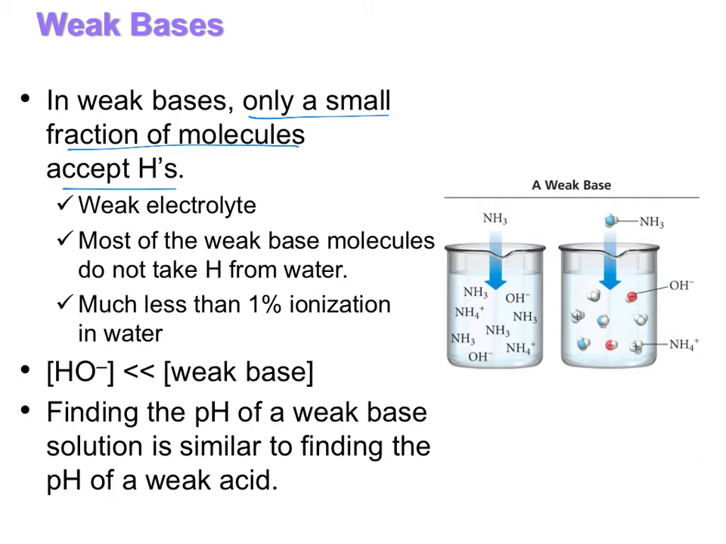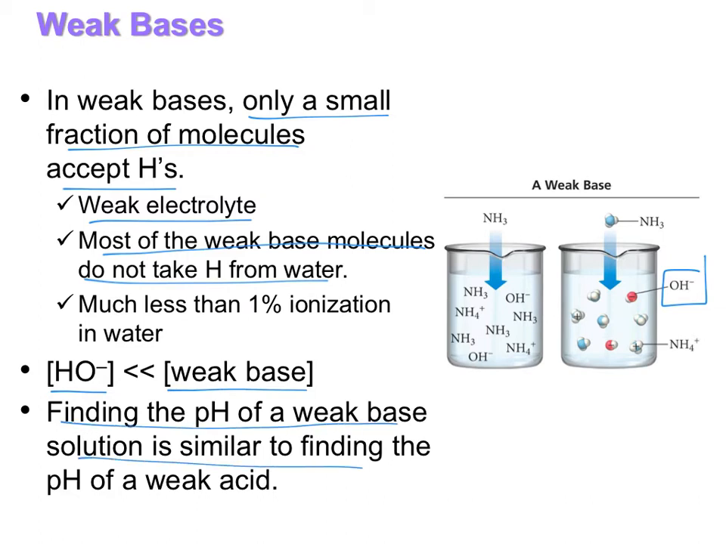Whenever bases take protons from whatever acid is in solution, for example, water, then you end up forming OH minus. So even if the base doesn't necessarily dissociate to form that OH minus, it will cause it to be formed. So with weak bases, weak electrolytes, most of the weak base molecules will not take that proton from the water, and the concentration of hydroxide will be a lot less than the weak base. So finding the pH for these is similar to finding the pH of a weak acid. We're going to have to do some calculations that involve ICE tables.